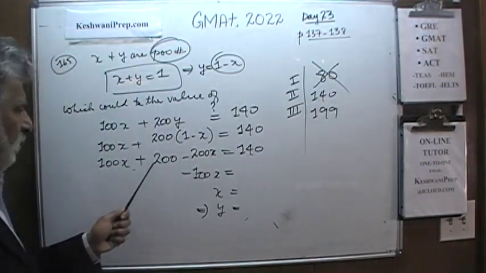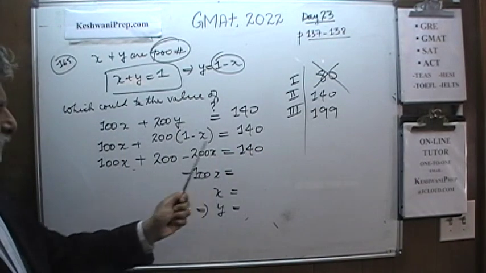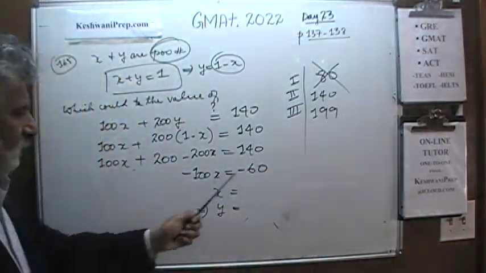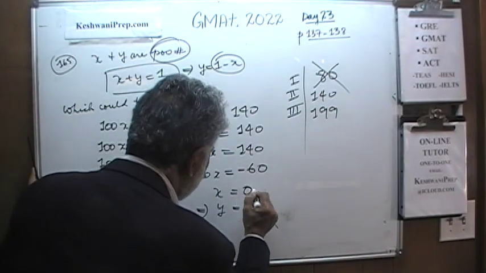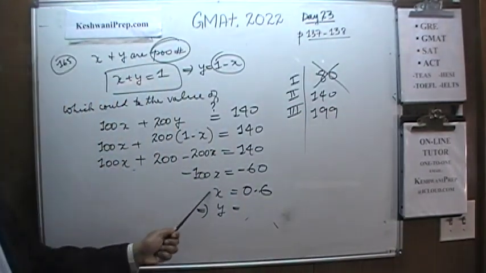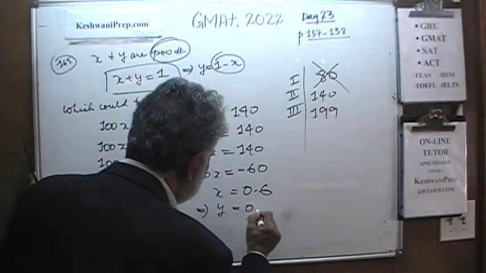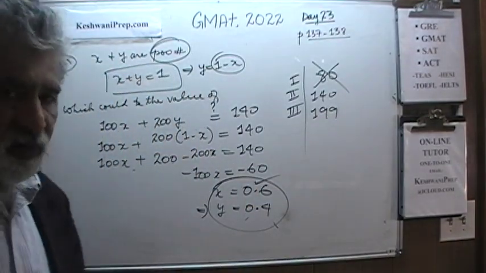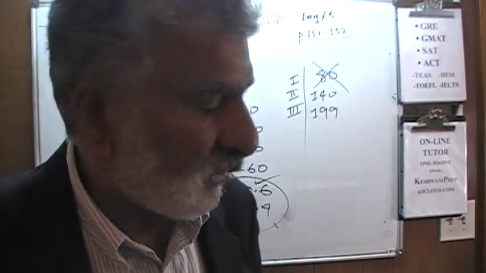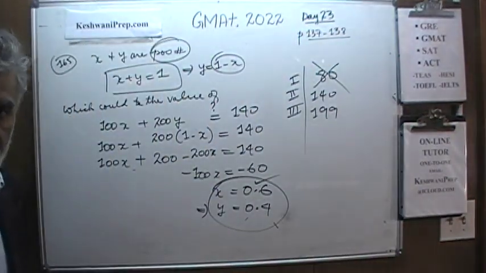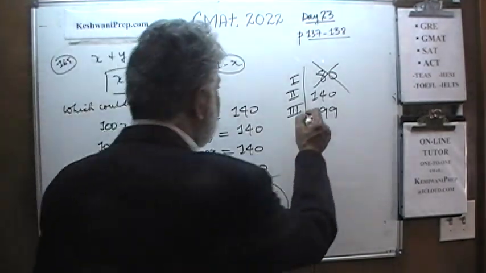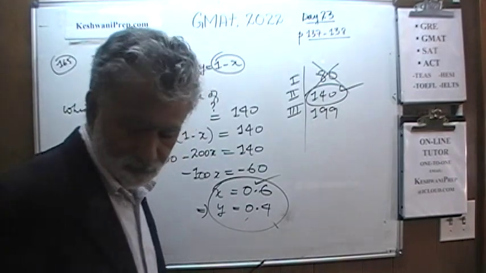Now, when we bring this 200 over here, 140 minus 200 is going to give us negative 60. Divide both sides by 100, and what we find is that x is equal to 0.6. If x is equal to 0.6, then y must equal 0.4. And that works, because we fulfill the two conditions that we have here. First condition is that they have to add up to 1. Second is that they both need to be positive, and they are both positive. So that is possible. 140 is possible.